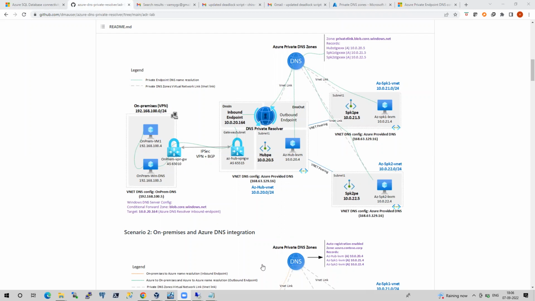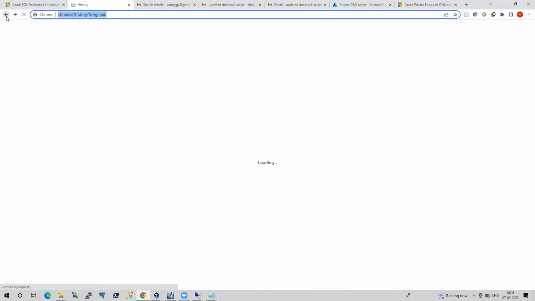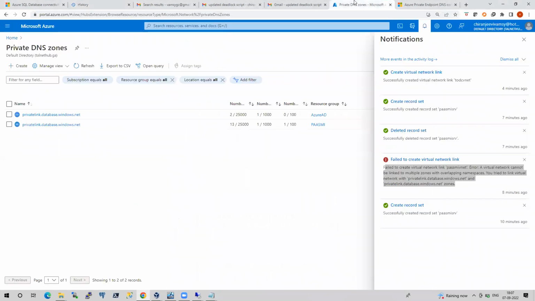Okay. Vamsi, last question. Day before yesterday, we learned about how to communicate from one VNet to another using peering. We have done it, but after peering also, it will communicate through the IP addresses only. So to communicate with the names, we are doing the private DNS zone. This is the one only, right?